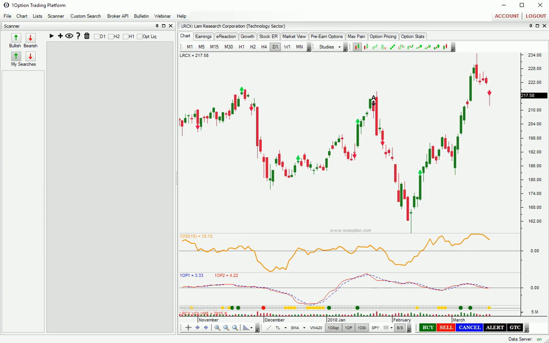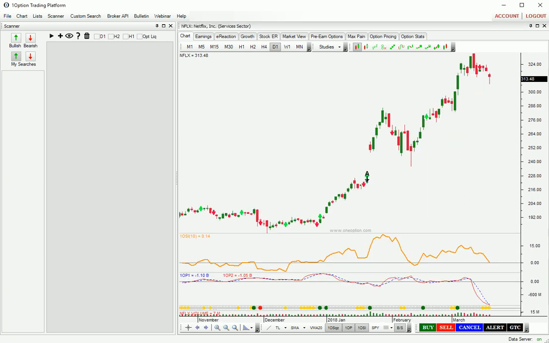LRCX, kind of up near the upper end of its range. I like this horizontal breakout right here, but I don't like that the stock poked below it. So I wouldn't want to sell anything until it can get back above that horizontal resistance level right there. And then I would probably key off of that level, expecting the stock to rally.